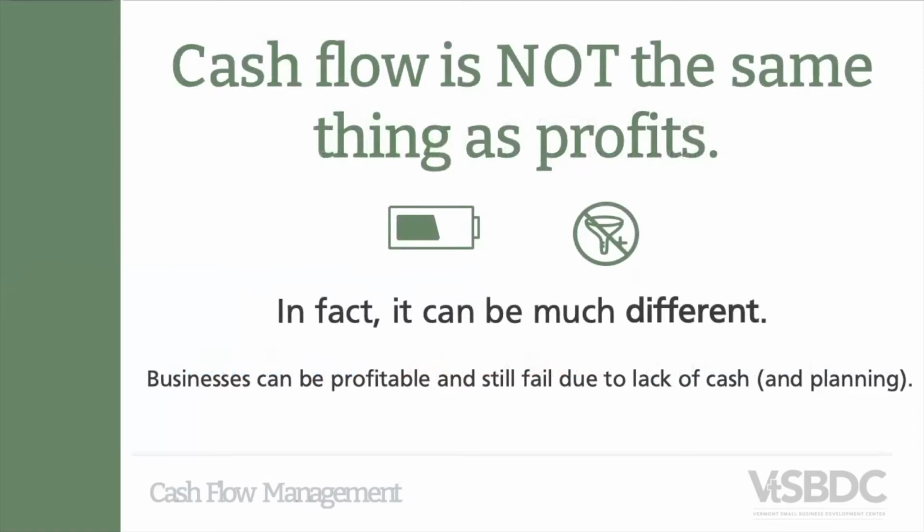As I said before, businesses can be profitable and still fail due to lack of cash and planning. It is not uncommon for a business owner to say, my profit and loss shows that I made a ton of money, but I don't see it. Well, here's a quote I took from Fundera that we'll use to explain this topic. Profit is the revenue remaining after deducting business cost, while cash flow is the amount of money flowing in and out of the business at any given time.